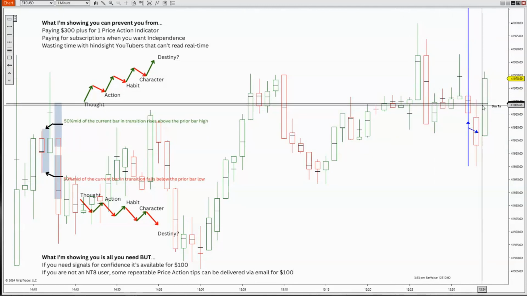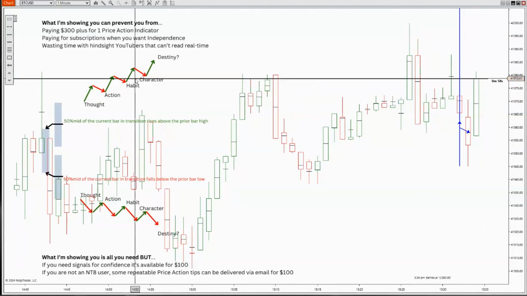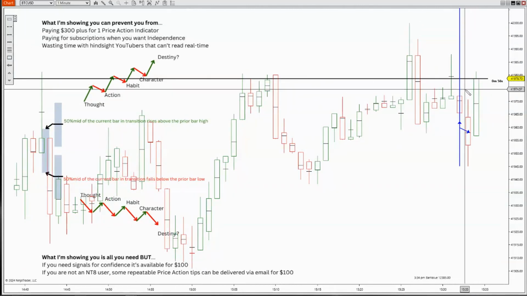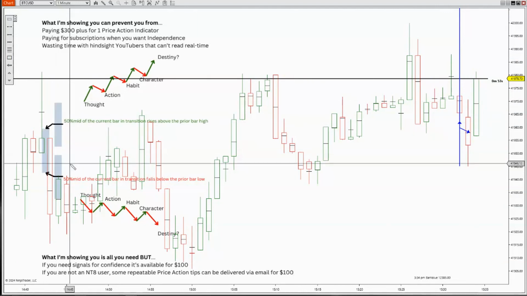Hard right edge: we want that mid to get above this bar's high. It's not doing it. So we're not totally where we want to be with this pattern.